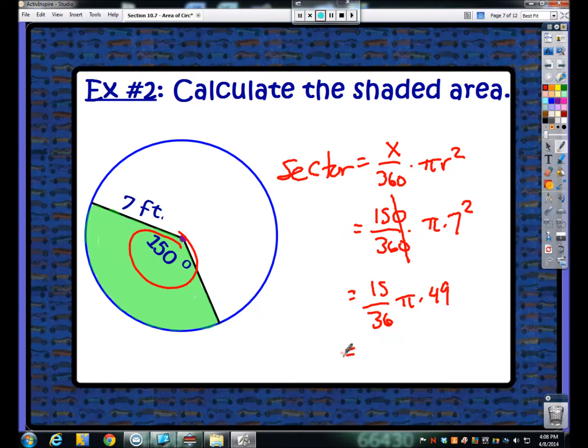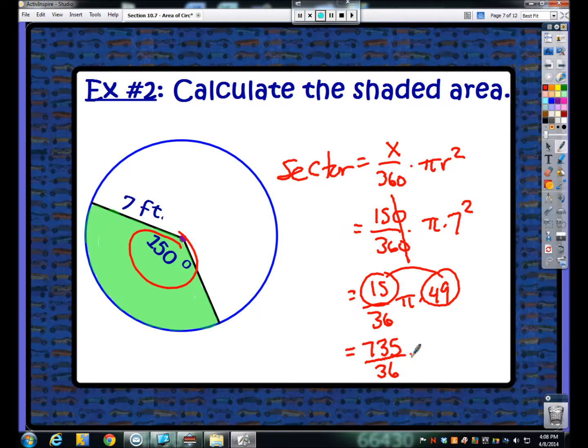So at this point, I'm going to multiply in my calculator 15 times 49, which is 735. And this is all divided by 36. And I'm fairly certain that if I do 735 over 36 in my calculator, it gives me 20 and 5/12, which as an improper fraction, oh, it does simplify. Oh yeah, we could have simplified 15 and 36. Duh.